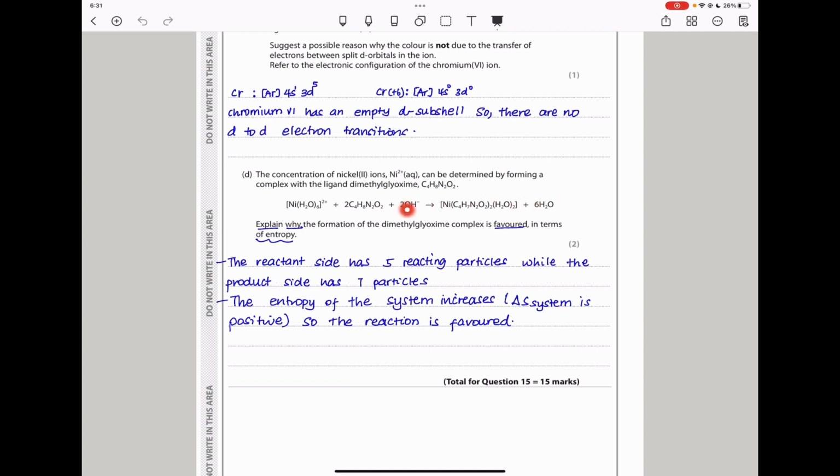If you see here, we have 2 plus 1, that means 5. The left side or the reactant side, we have 5 particles, yet at the product side, we have a total of 7 particles. That means if you check the entropy of the system, or the S system, this is going to be positive. Or you can say the entropy of the system increases. So here I said the reactant side has 5 reacting particles, while the product side has 7 particles. The S system is positive, so the reaction is favored in the forward direction. That is why this reaction occurs.